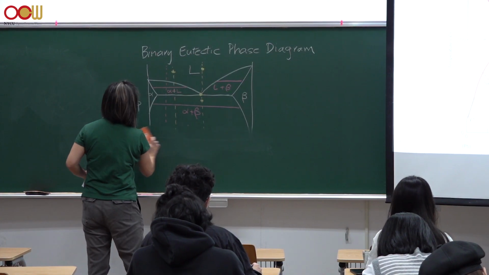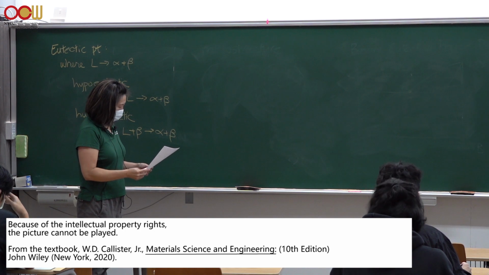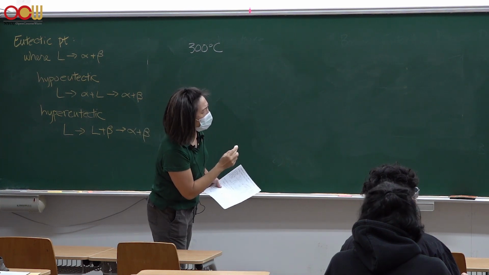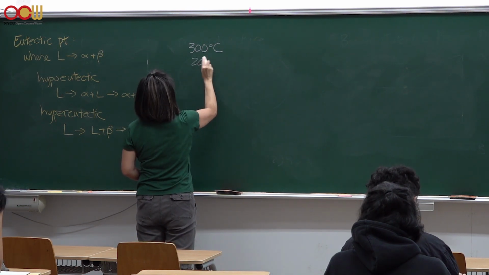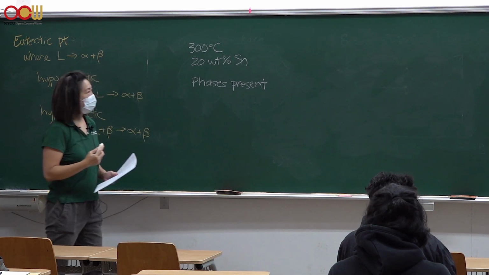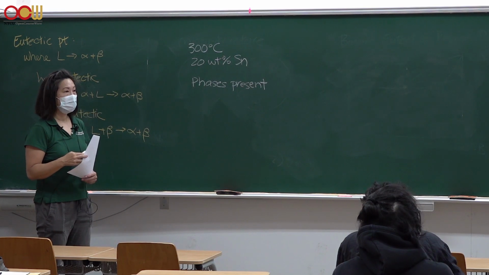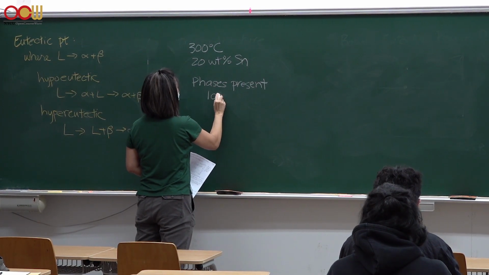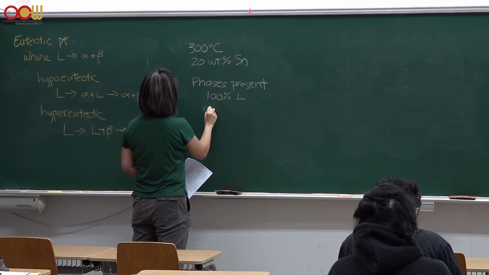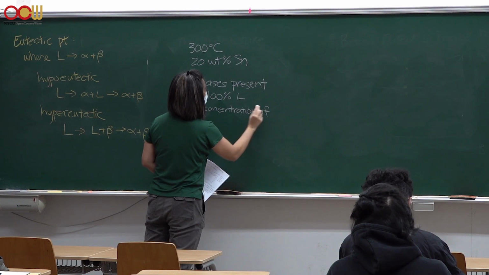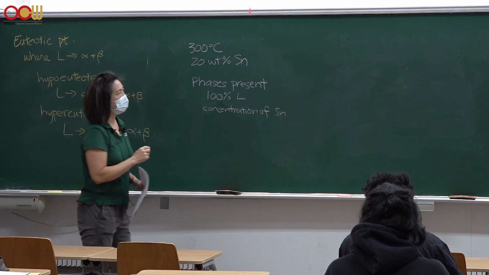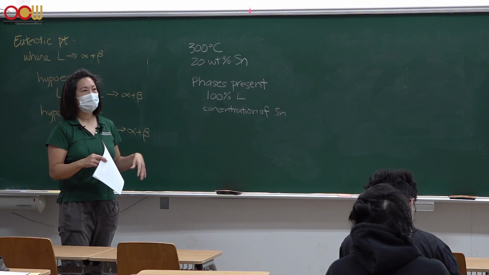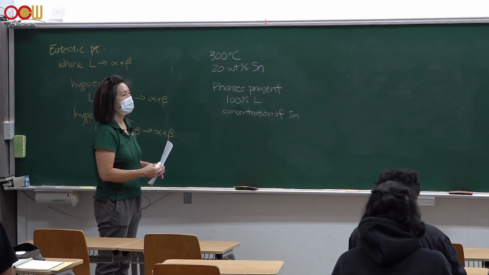So if we have that phase diagram, let's look at the red dots first. At 300 degrees Celsius and 20 weight percent tin, what phases are present on that phase diagram? Liquid, okay. Anything else? No? Okay, 100% liquid. And the concentration of SN in the liquid is, what is the liquid made out of? Lead and tin, how much tin? Of tin, SN.